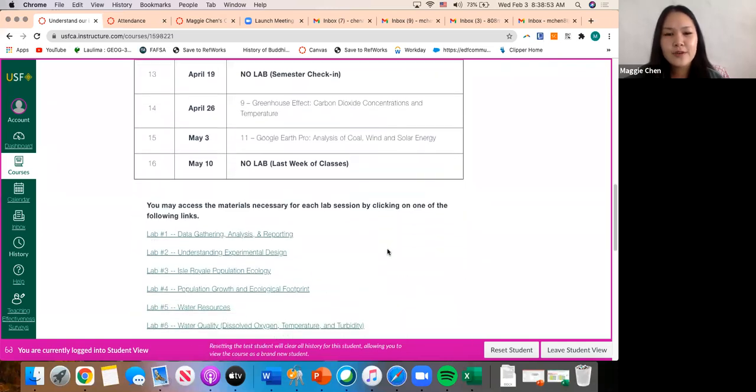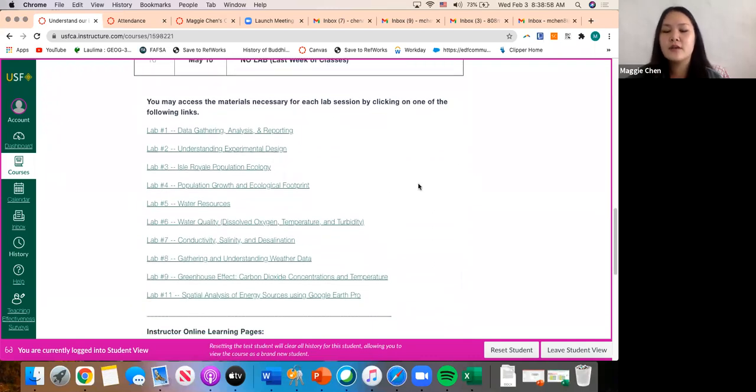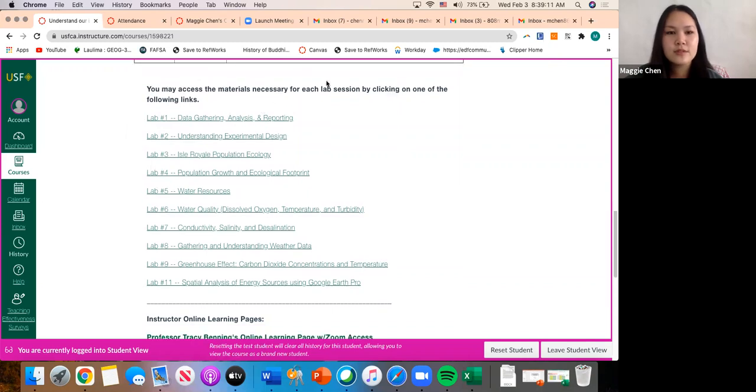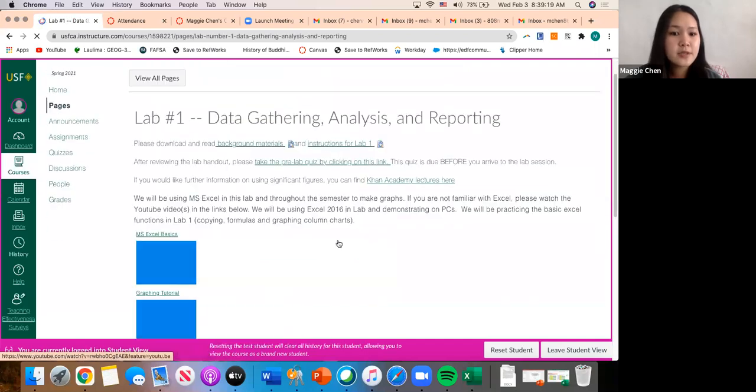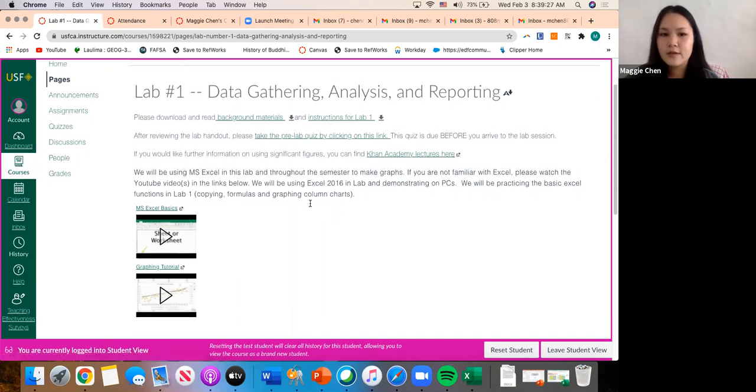But moving on from there, if we scroll down, for each of these labs, the background information, the pre-lab links, and where you're going to turn in your assignments, you can find in the corresponding lab 1, 2, 3 links down here. If we're going to look at lab 1, we would click into this very first link, and it would take us to this page where I sent out an announcement with the background materials and instructions for lab 1, but you can also find it here along with the pre-lab quiz link.